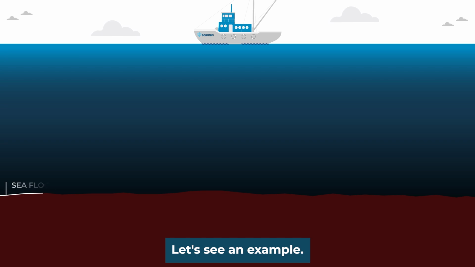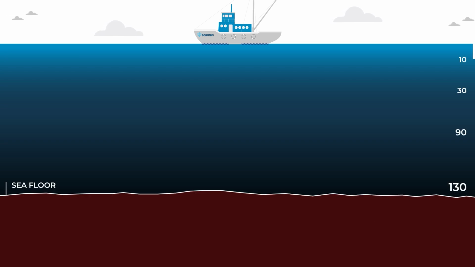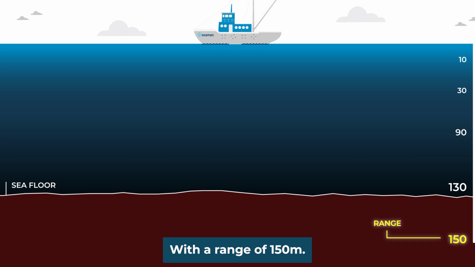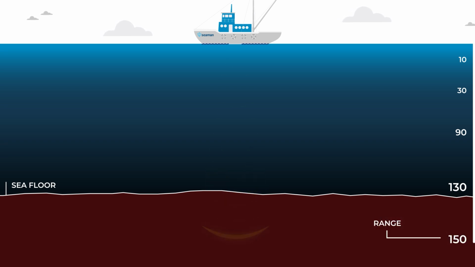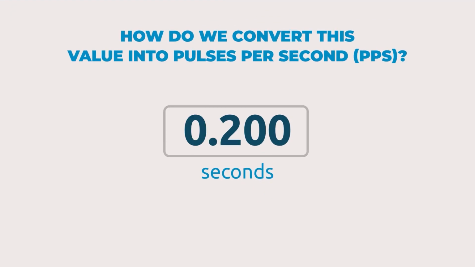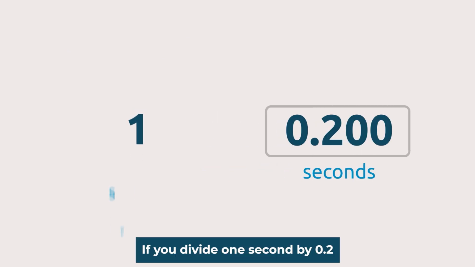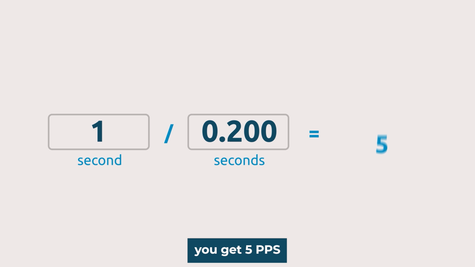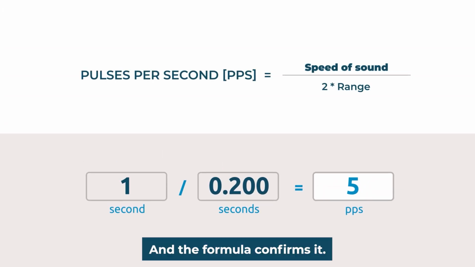Let's see an example. With a range of 150 meters, the round-trip time is 0.2 seconds. If you divide 1 second by 0.2, you get 5 PPS, and the formula confirms it.